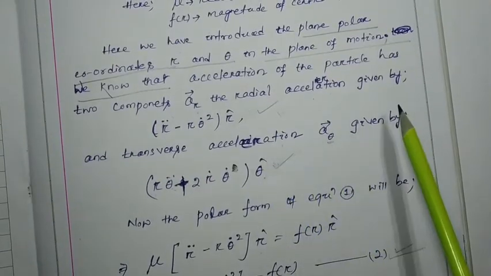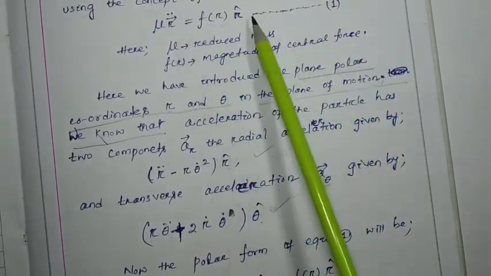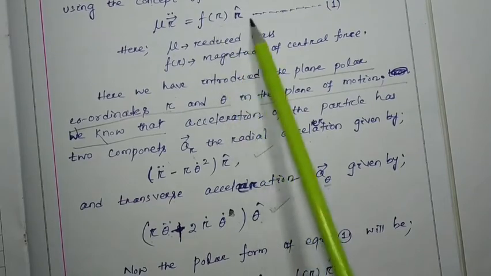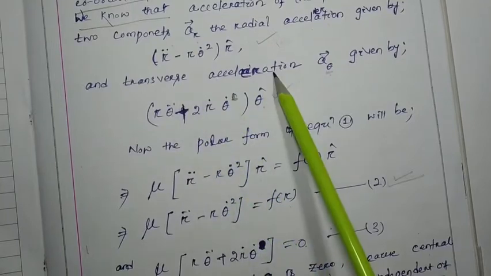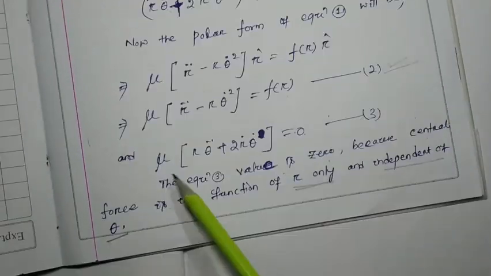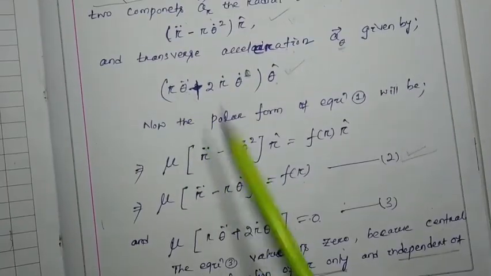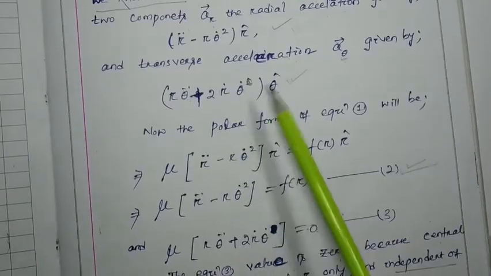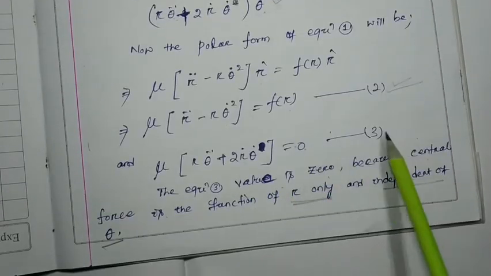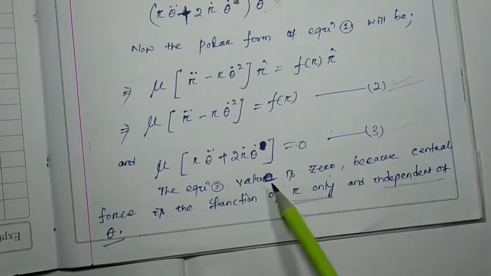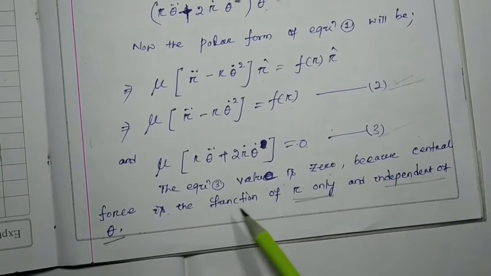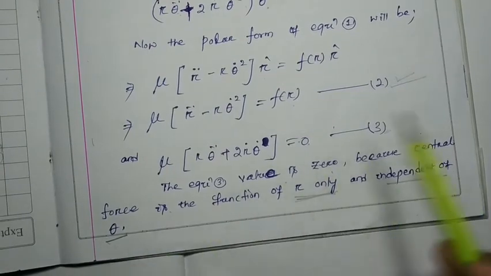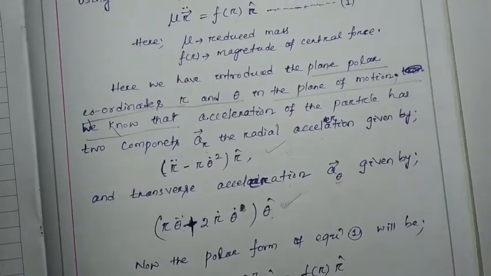Now considering the theta component and equating with the right-hand side, the component of the force, there is no component, as the force is not in the transverse direction. So hence mu times (r theta double dot plus 2 r dot theta dot) will be equal to 0. Let this be your equation number 3. The equation number 3 value is 0. Why? Because the central force is a function of r only and independent of theta. Clear? Now come to the next page.